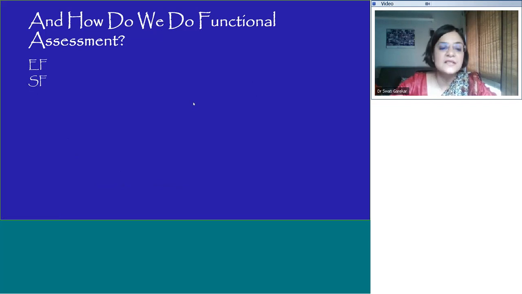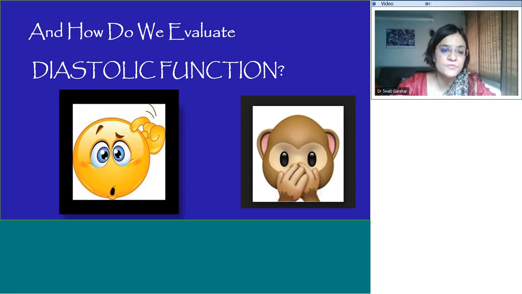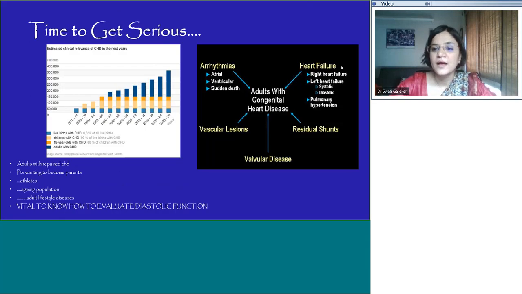So for the systole part, it's pretty alright. We have a list of indices we use, very much less than the adult people, but yes, we have our list. When it comes to diastole, we pretty much draw a big blank. But we actually should be getting serious about diastology.